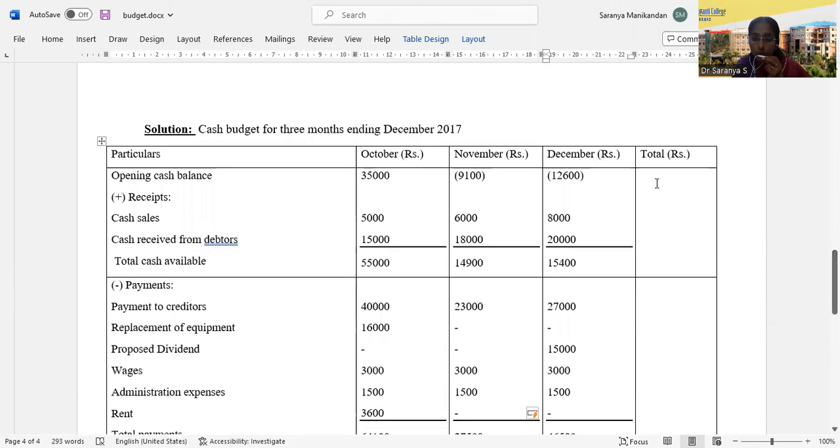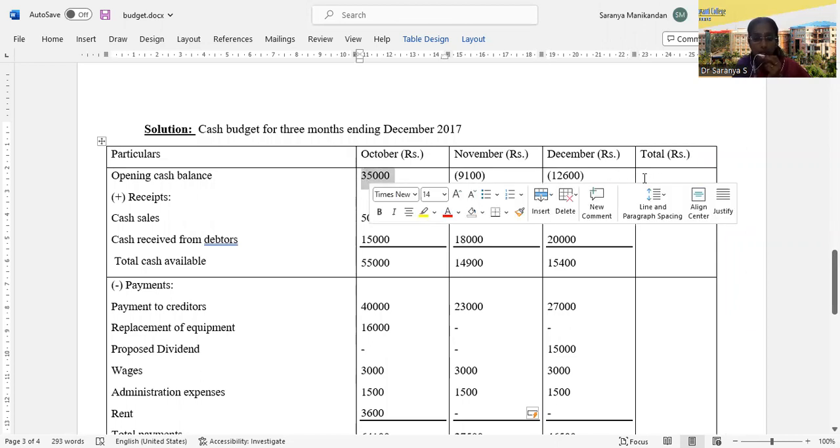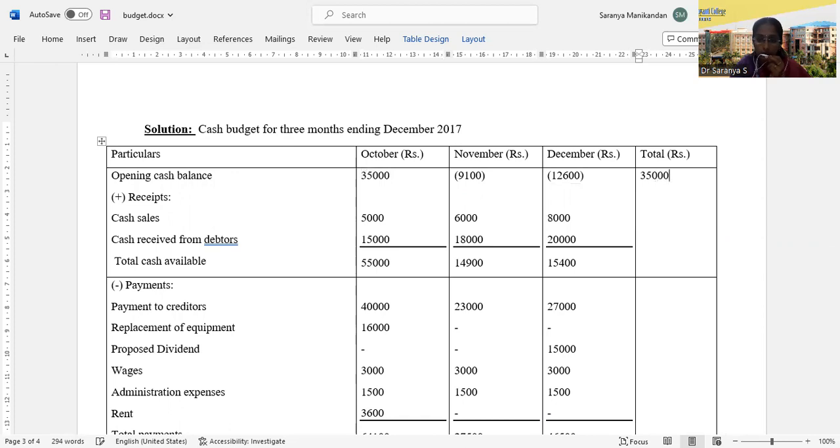Now we have one more column to fill, total column. So in total column, always for opening balance, we should take the first month balance. Okay, so 35,000. Then we should do cash sales. So horizontally, we have to drop the total. So 5,000 plus 6,000 plus 8,000, we will get 19,000. And for debtors amount, 15,000 plus 18,000 plus 20,000, we will get 53,000. So when you total it up, you will get 1,07,000.